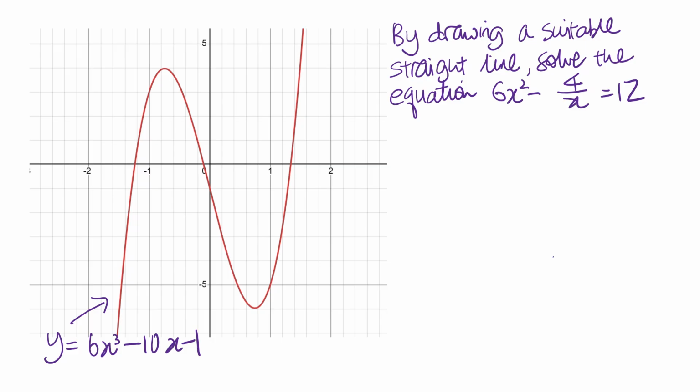So using the concept we have learned just now, if I'm given a cubic curve y equals 6x cubed minus 10x minus 1, what do you think will be the equation of a suitable straight line that I can draw on the same axes to solve this equation?